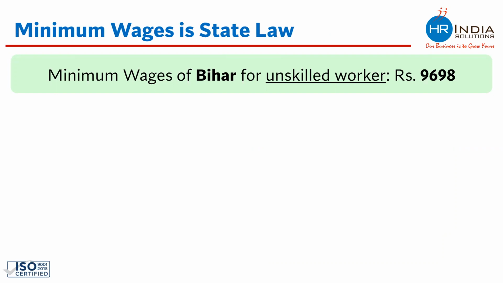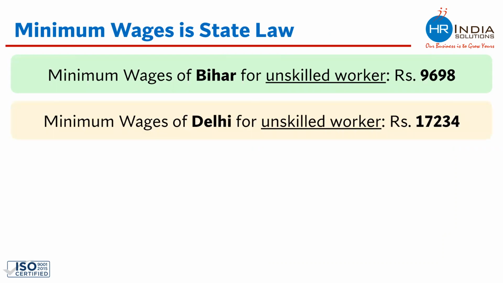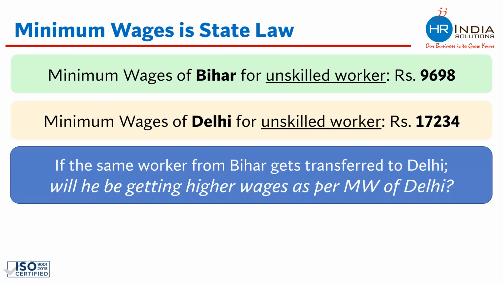That would be illegal. If you want to hire the same category of worker in Delhi, the minimum wage is 17,234. In Delhi, you cannot pay lesser than 17,234 to an unskilled worker. Now, the question which I want to bring in front of you is this. If the same worker who is working in Bihar gets transferred to Delhi, this person is not required to do anything extra, neither is any extra skill set required. Do you feel that upon transfer from Bihar to Delhi, this person would be getting higher minimum wages as per the minimum wages of Delhi or not?